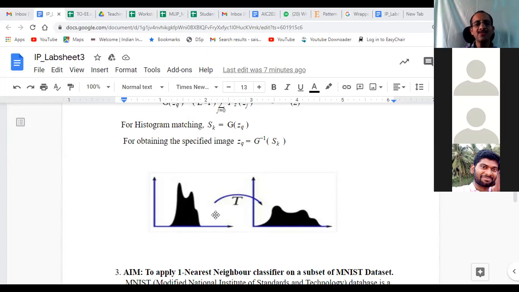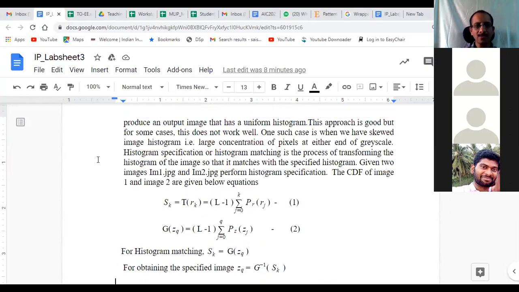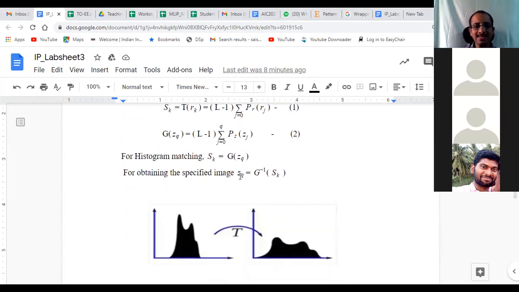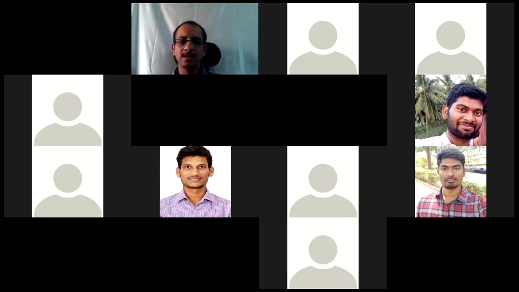So mathematically, this is the procedure. We first find the cumulative distribution of this and the cumulative distribution of this. Then use the cumulative distributions of both of them and invert the gray levels of the given image to the target image. That means you map the target image to the given image gray levels.